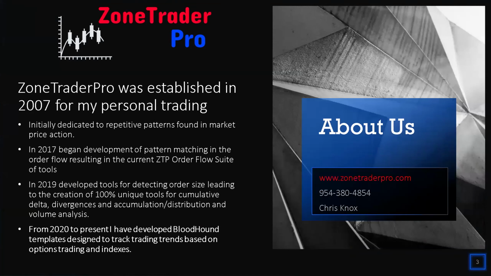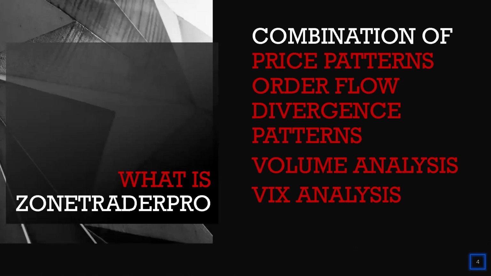And again, Keith gave you a history of ZoneTraderPro. Basically I began really developing a lot in 2017 with order flow, and then the ability for Ninja to go back and rebuild the tape so that we could see the size of orders. So this has led us to divergences, being able to analyze volume, and being able to analyze the VIX.